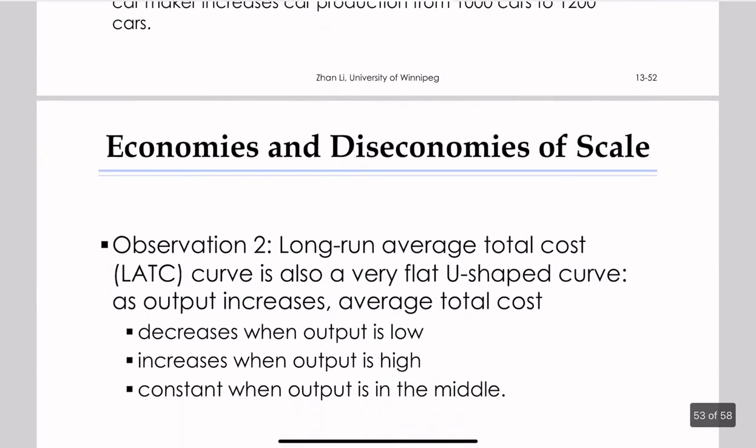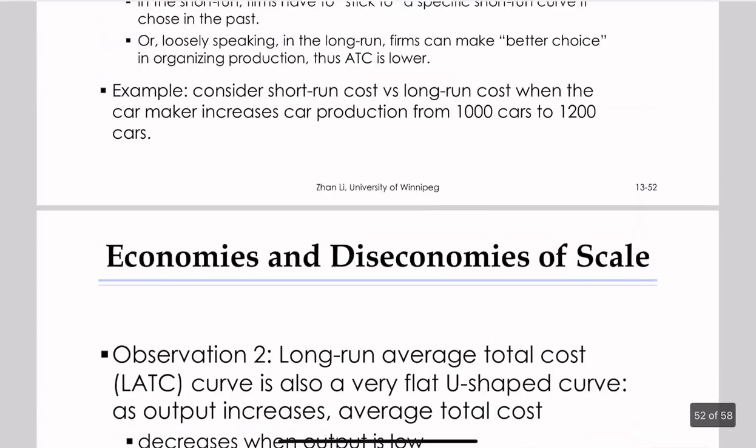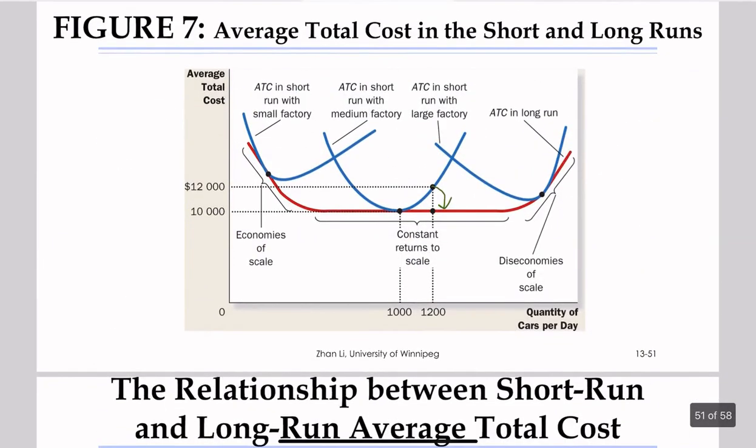The second observation is this long run ATC curve is a U-shaped ATC curve, right? So it's still U-shaped. And more than that, you can see that we have three different cases. The first case is given by this section, right? Interestingly, this section basically says if you increase the quantity of cars, then the average total cost will be smaller.